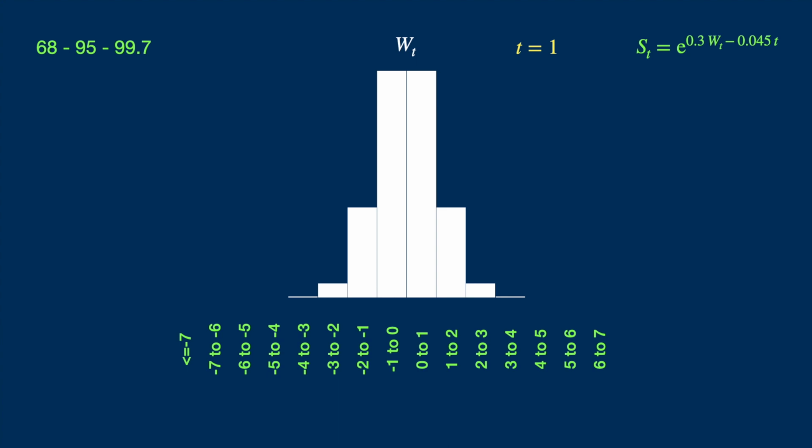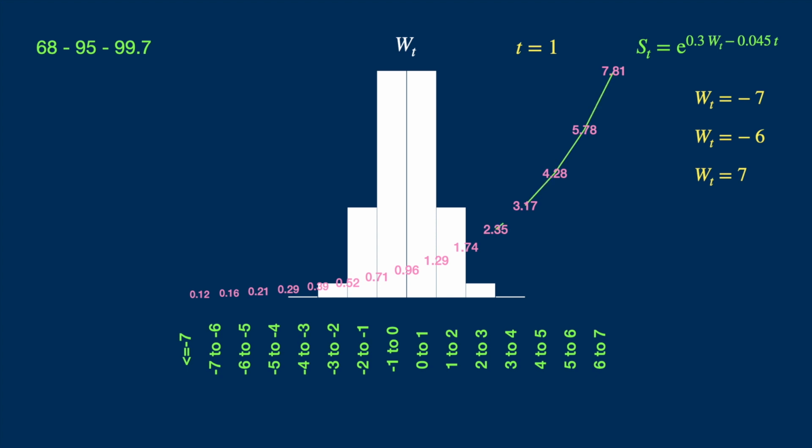Now that was easy, but our main interest is in the distribution of the exponential of this Brownian. So let's first plot the exponential function. If you substitute minus 7 for W_t, you will get 0.12. If you substitute minus 6, then you will get 0.16 and so forth. You will get this 7.81 if you substitute 7 for W_t. Let's connect the points. So we see the exponential shape emerging.